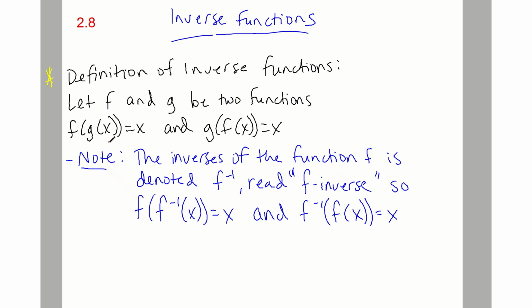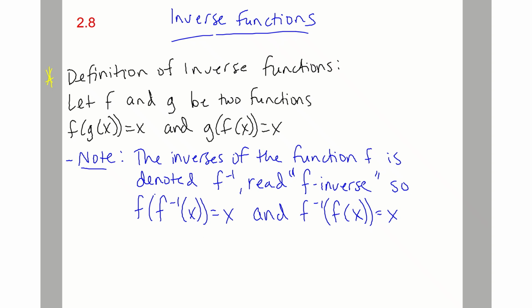g of f of x, right? Well, if we do those composition of functions and we get x in both of those, that means that both f and g will be inverses of each other. Note, the inverse of the function f is denoted as f to the power of -1, but is read as f inverse. So if we were to do f of f inverse of x, we would also get x. And if we were to do f inverse of f of x, we should also get x.